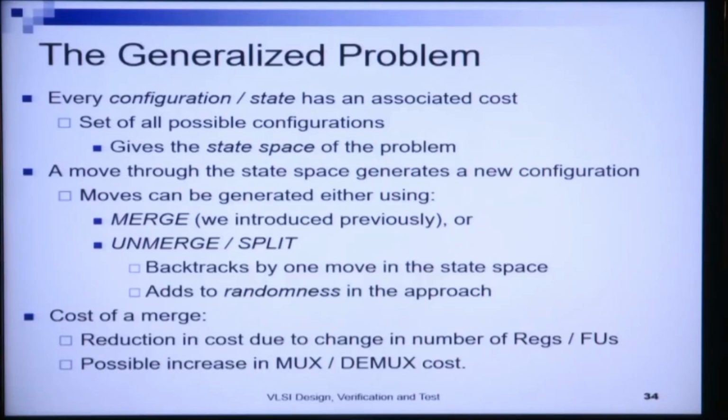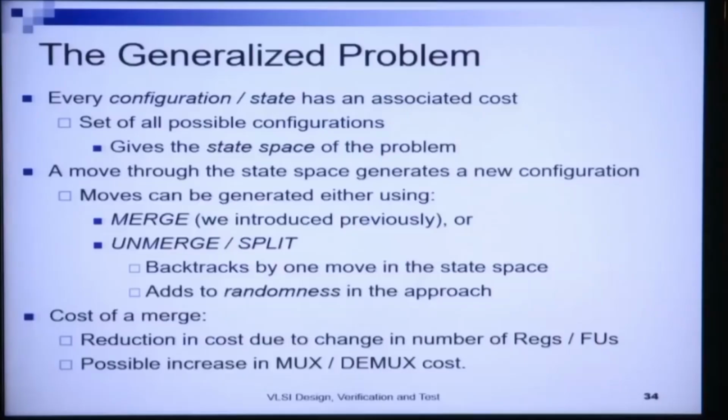A move through the state space generates a new configuration, and moves can be generated using either a merge, which is previously introduced. So when we have a merge, what do we do? We merge two registers together. That means that I am allocating the same register instance to two temporary registers. I am merging two operations together, meaning I am allocating the same functional unit instance to these two operations.